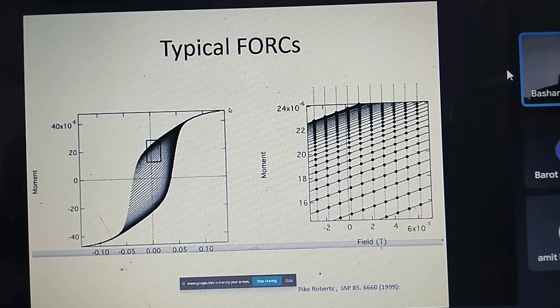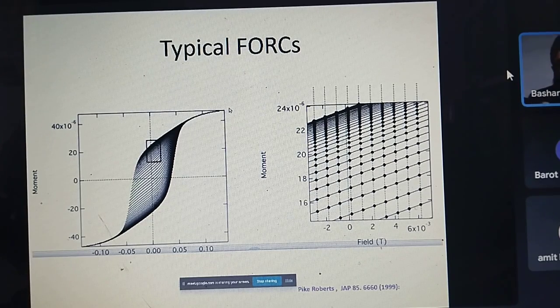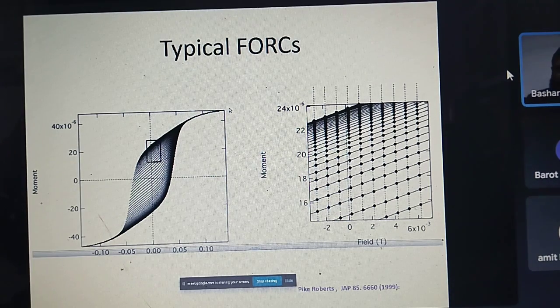This way, every time we change our reversal field, we get a series of curves. We call them first order reversal curves. So the idea is that by doing this experiment this way, we will be exploiting the irreversible and the reversible components in the system. So this is the typical first order reversal curve.